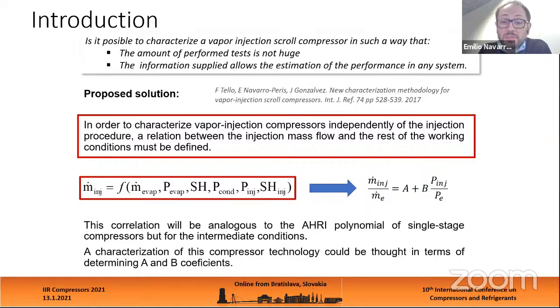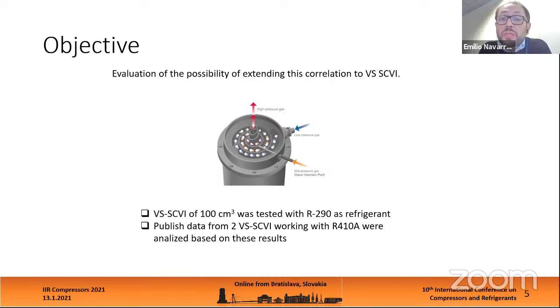So with these concepts fixed, now the objective of the work is to evaluate the possibility of extending this correlation to variable speed vapor injection scroll compressors. In order to do that, what we have done is to test a variable speed vapor injection scroll compressor of 100 cubic centimeters using propane as refrigerant, and we have also incorporated into this analysis the published data from 2 different variable speed vapor injection scroll compressors working with R410A. The tests of these 2 compressors were developed in different labs and with different compressors, so they are more or less independent of one another.